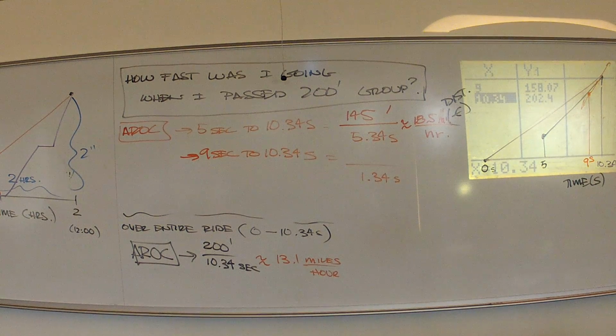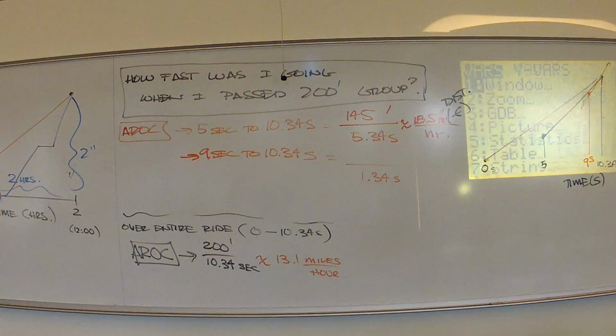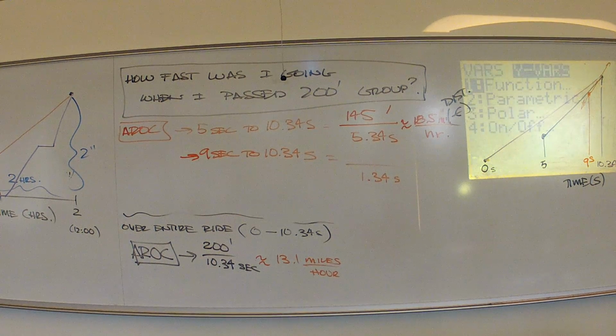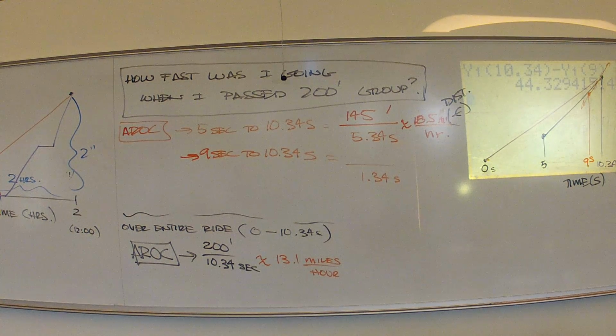So here's one way to do it. Another way, if you don't want to remember these numbers and carry on to the home screen, see if you like this, you might not. Remember that Y bars thing to get Y1? Let me pull it up here so you can see it. You can do Y1 at 10.34 minus Y1 at 9. And there's the difference, 44.3. So it's a few more button pushes, but you don't have to remember the numbers from the table and then subtract them. It's up to you. It's on the YouTube video if you want to see how to do it.